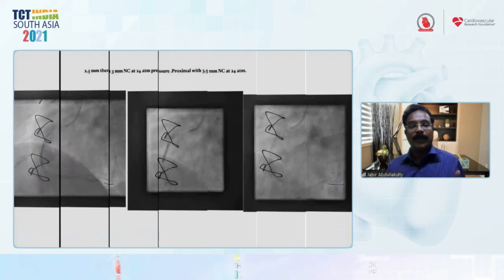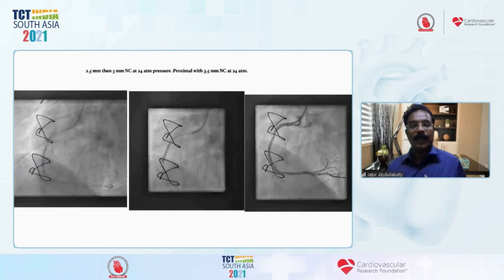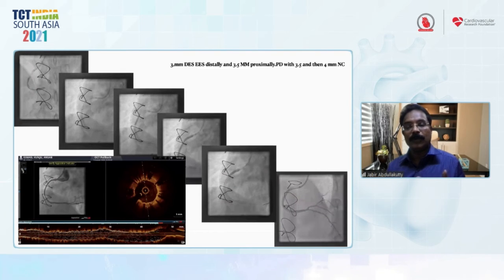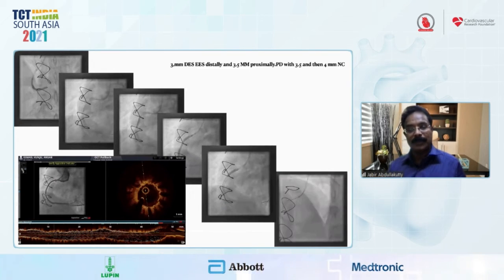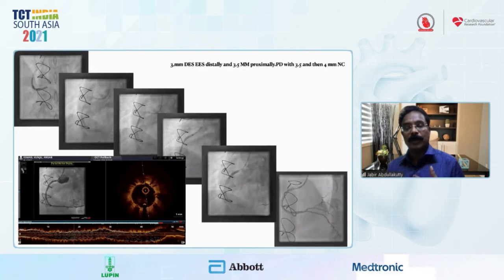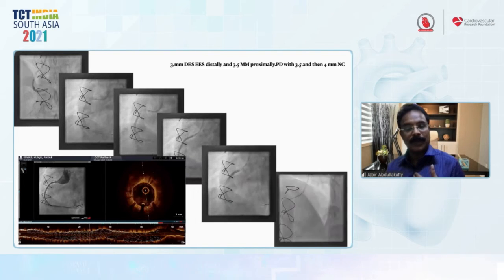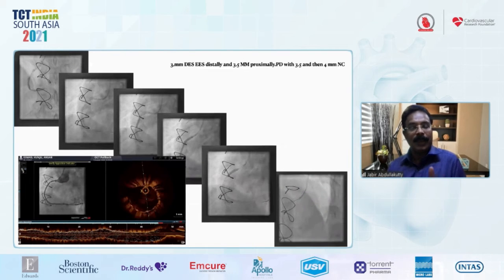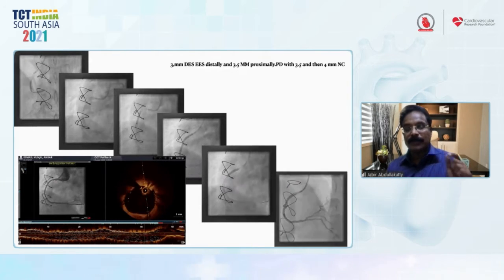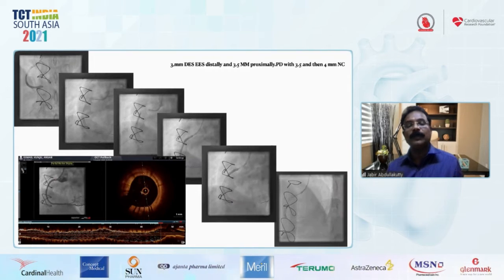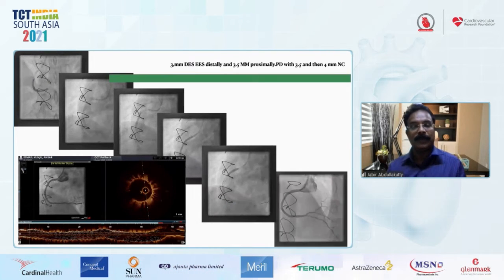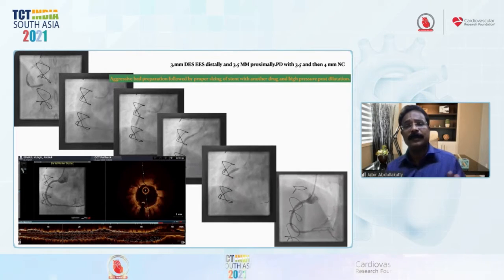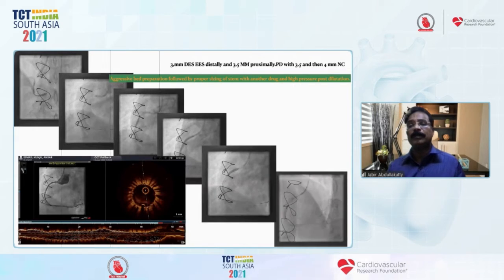So we went ahead with aggressive dilatations with a balloon, and then a higher sized DES, a 3 millimeter DES in the distal part with overlap of a 3.5 millimeter DES, and the proximal area was post-dilated. The distal part was post-dilated with a 3.5 mm balloon, and the proximal area with a 4 mm NC balloon. And this is the result. The OCT showed some amount of malposition in the proximal part, which was corrected again with a further high pressure dilatation with a 4 mm balloon. So: aggressive bed preparation, followed by proper sizing of the stent with another drug, and high pressure post-dilatation.